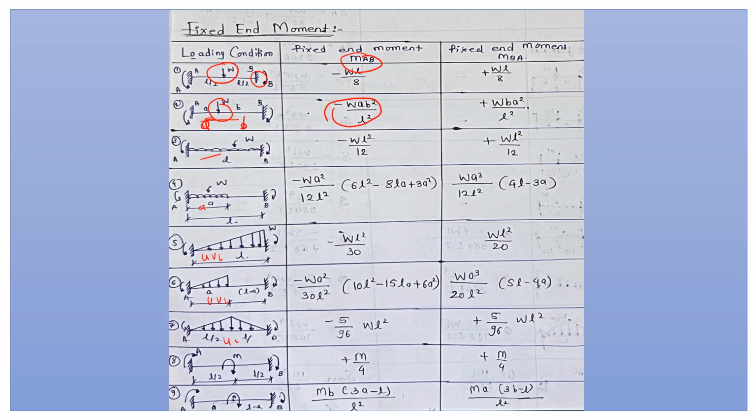So these are the fixed end moments for support A and for support B, and all these fixed end moments are important, and most of the questions are asked from this part. So the first, then third and fifth, and the second, these are the four conditions. The four formulas are important.